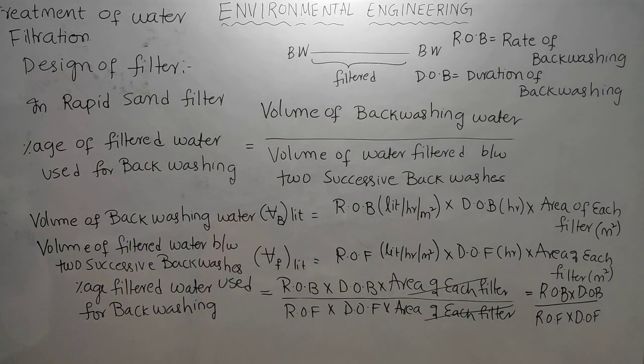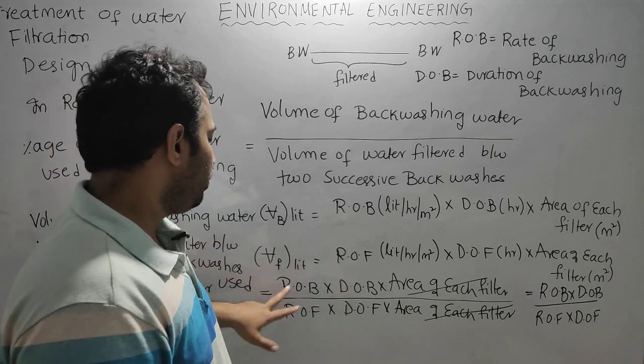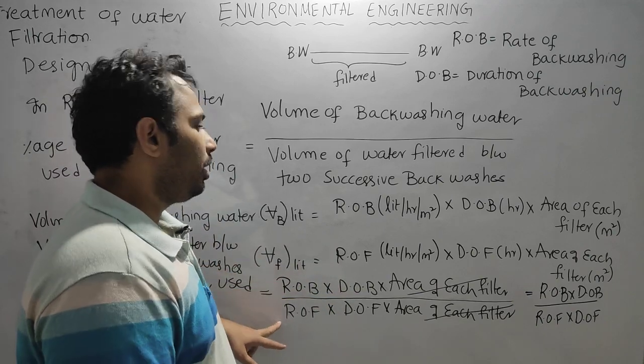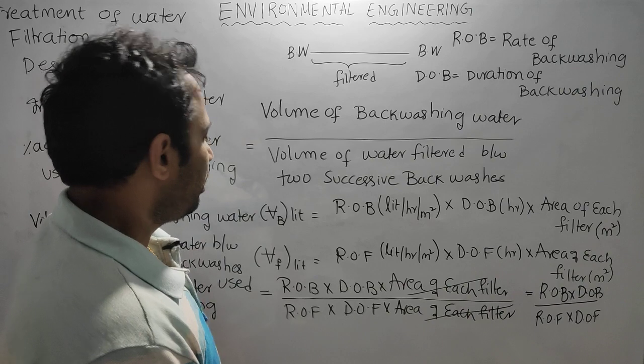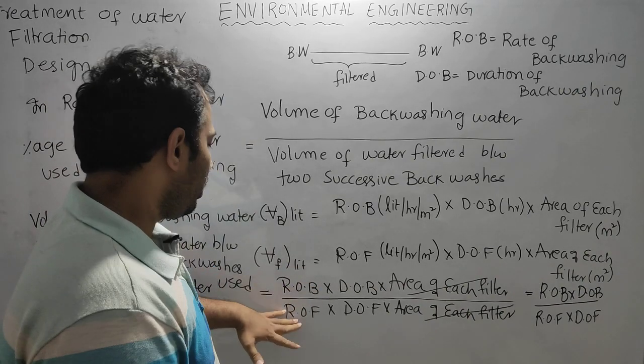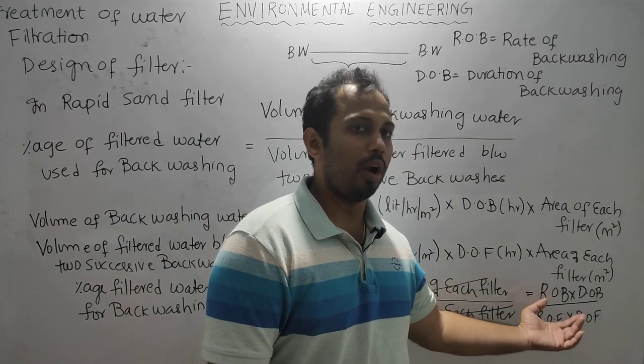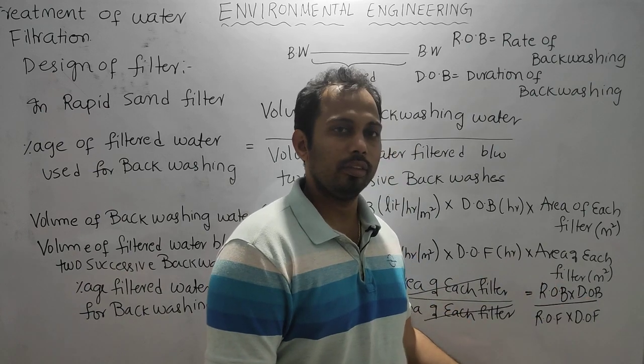Now, one more thing which is necessary is that sometimes they will give you the relationship between rate of backwash and rate of filtration. For example, they will tell you the rate of backwash is 5 times or 6 times the rate of filtration. Then you can take the rate of backwash as 6 into ROF. We can cancel it.